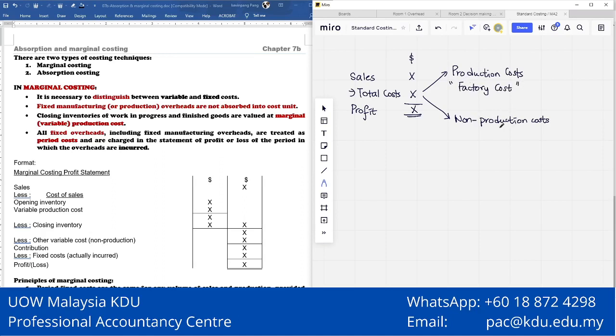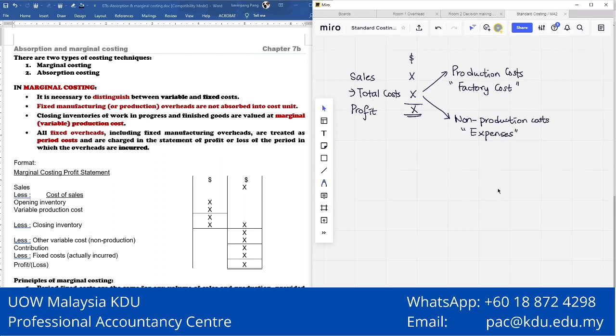But how about non-production? Non-production will be all the costs incurred outside the factory. Once your production has been completed, the finished product will be transferred out from the factory and we will keep it in the warehouse. So all the costs outside the factory, we call non-production costs. Most of the time we say non-production costs are expenses.